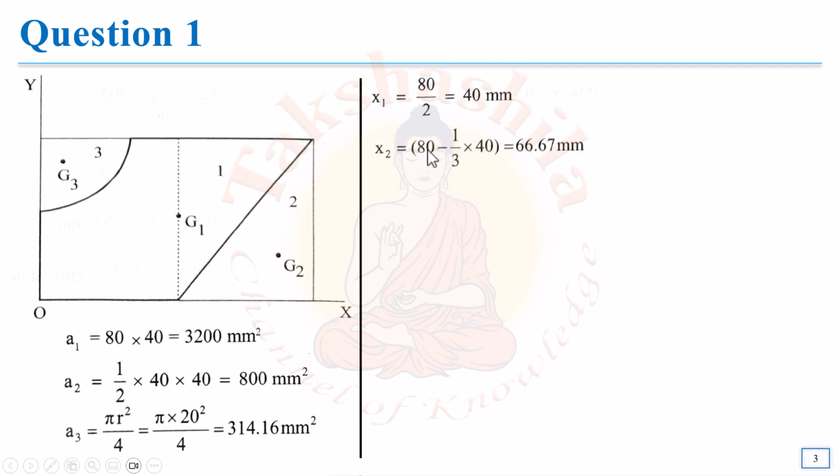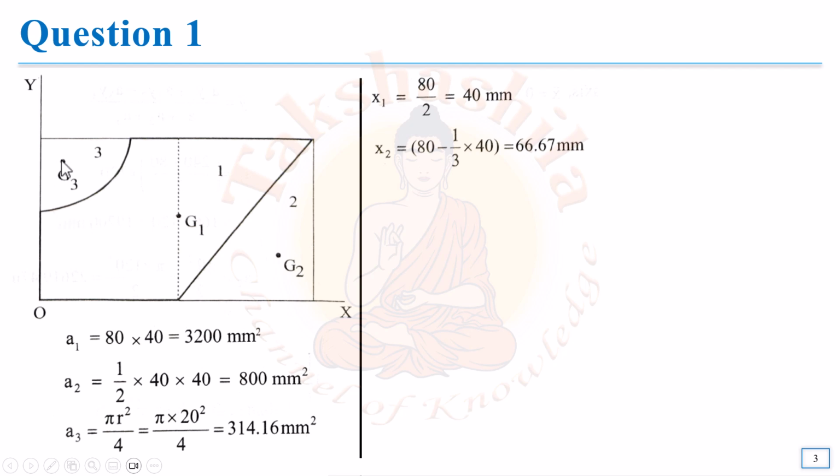So my x2 will be either 40 plus 2 by 3 times base, or I can also write it as the total length. Total length means from O to this end. It is 40 plus 40, that is 80, minus this distance. This distance was 1 by 3 times 40. That is how they have done here. So 80 minus 1 by 3 times 40. If you do it the other way also, you will get the same result. And here I am obtaining x2 as 66.67 millimeters.